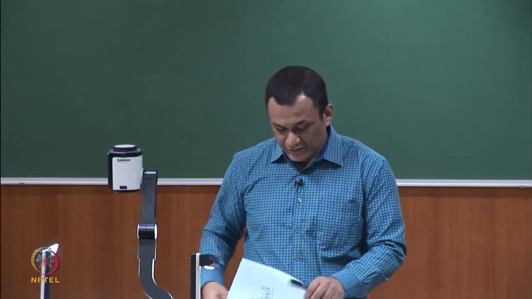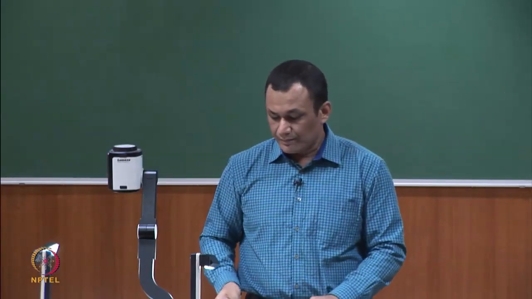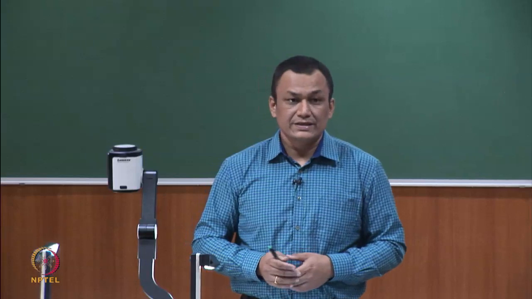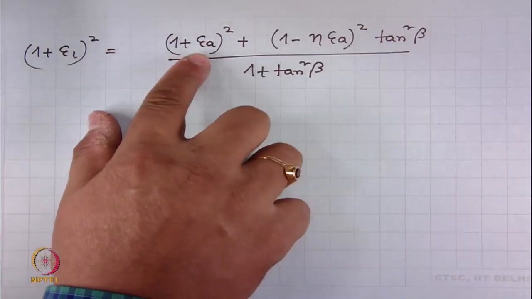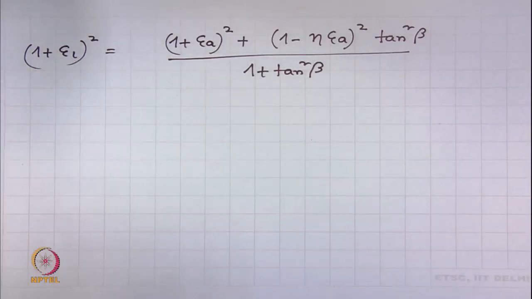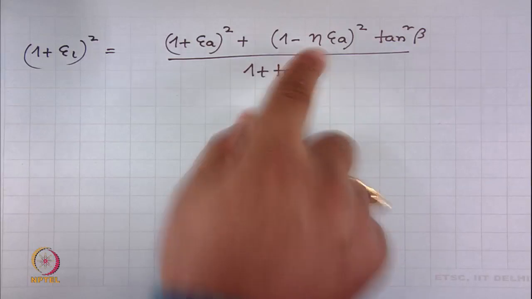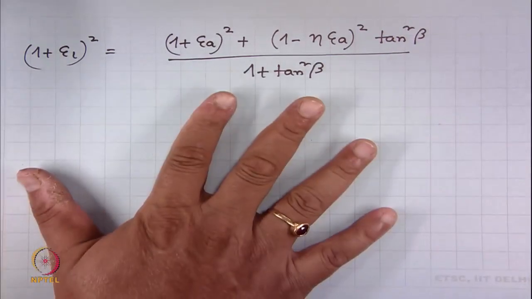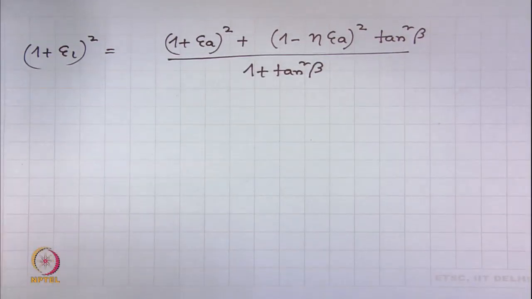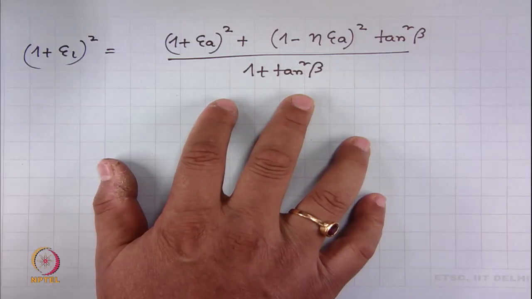So, our aim is to find out a relation characterizing fiber strain and yarn strain. So, this is your fiber strain, this is your yarn strain, this is contraction ratio and beta is the angle of fiber, and we obtain this relation. Now, we will work from here.